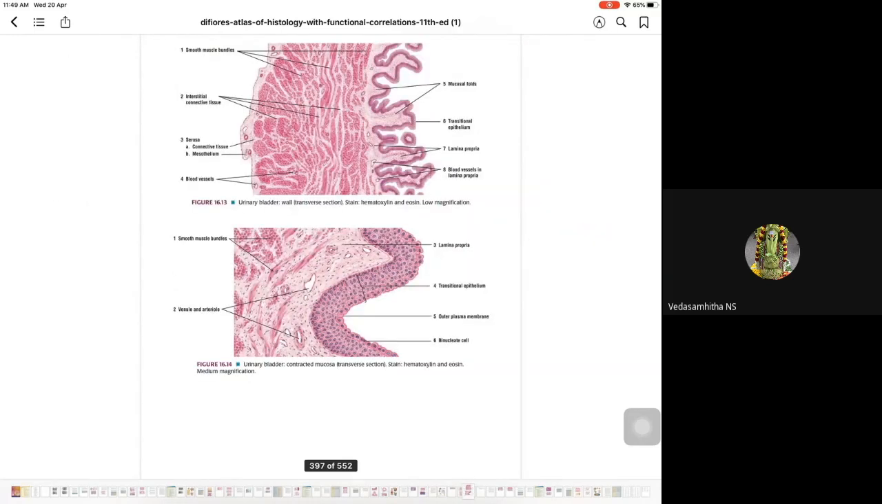Urinary bladder, wall, transverse section, stain hematoxylin and eosin, low magnification, smooth muscle bundles, interstitial connective tissue, serosa, consisting of connective tissues, mesothelium, blood vessels, mucosal folds, transitional epithelium, lamina propria, blood vessel in lamina propria. Urinary bladder, contracted mucosa, transverse section, stain hematoxylin and eosin, medium magnification. Smooth muscle bundles, venule and arteriole, lamina propria, transitional epithelium, outer plasma membrane, binucleates.